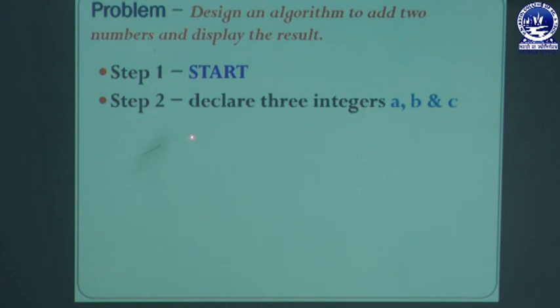So the second step is we need to declare those three variables. So the three variables are A, B and C. A and B are for taking input from the user, what the user wants to add, and C is going to hold the result of A plus B. So the third step is what? The second step is we are going to declare three variables. The third step is to define values for A and B.